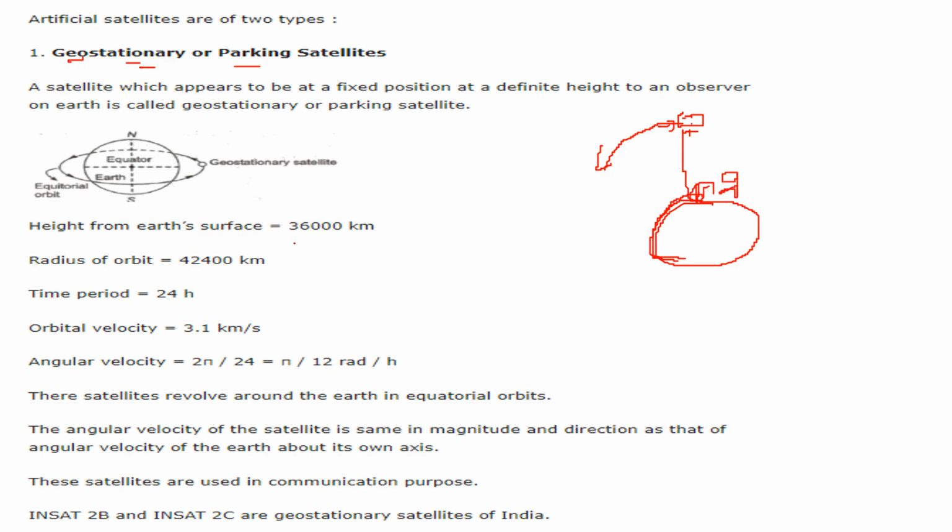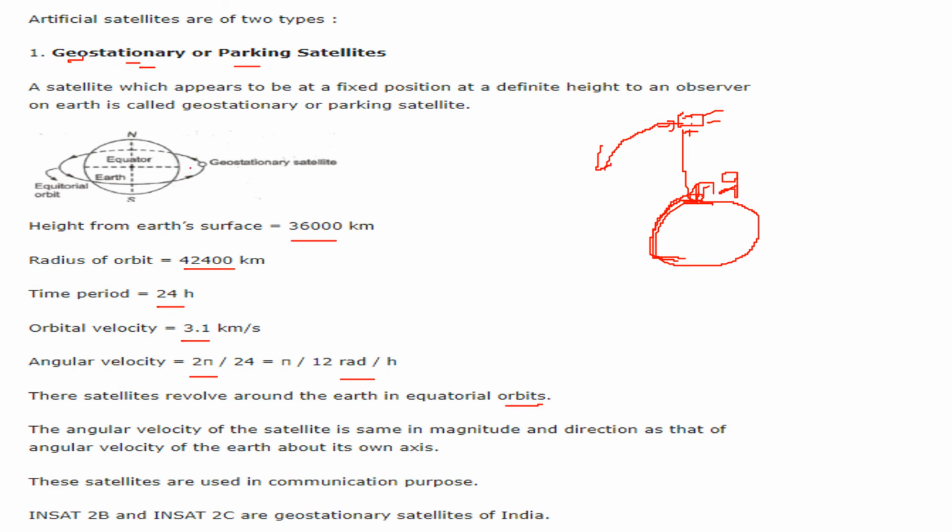So height from the Earth's surface, the satellite is how much or how far from the Earth's surface? 36,000 kilometers. The radius of the orbit is this much. Time period is 24 hours because, as I said, the Earth is rotating, this is revolving, the time periods are same, these are 24 hours. The orbital velocity is 3.1 km per second, the angular velocity is 2 pi by 24, which comes up to this value.